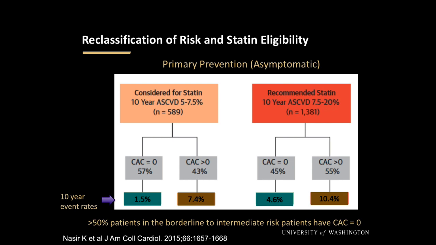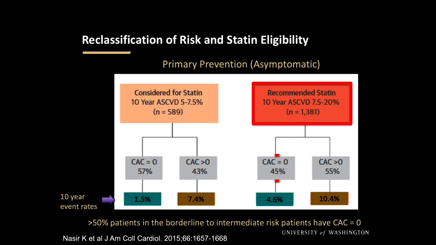And on the right, a 0 calcium score equated with a 10-year event rate of 4.6%. So I think we can see that the current risk calculators often overestimate risk or they're not completely accurate. And I think the coronary artery calcium score can help recalibrate the risk for a particular individual.